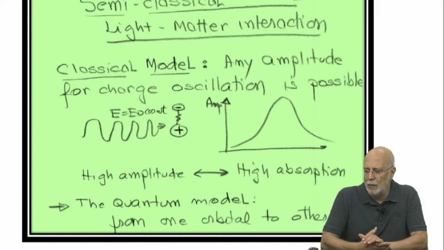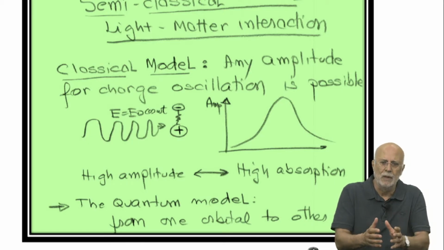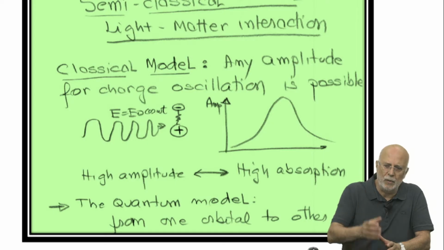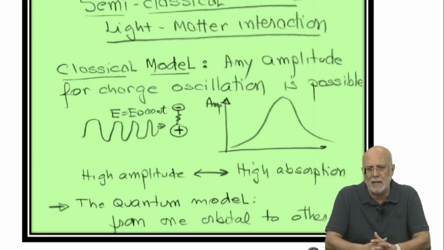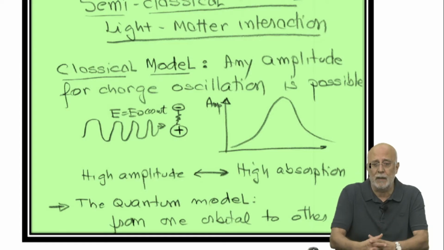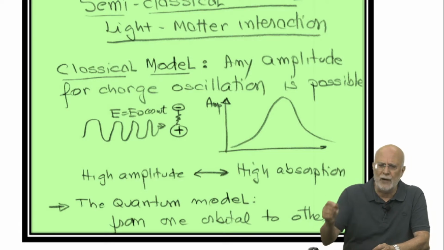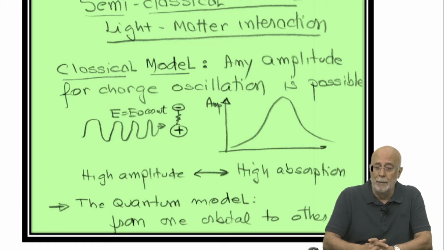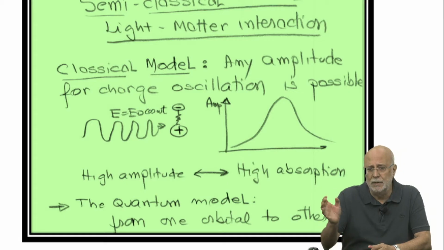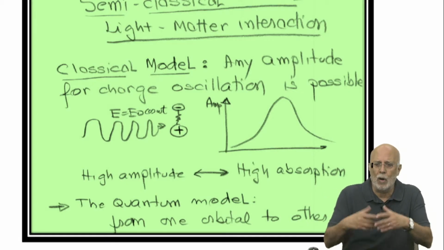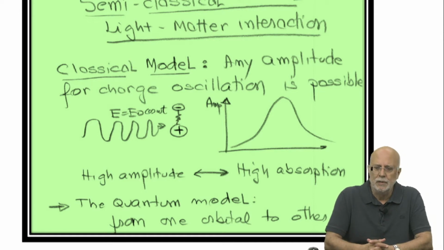interaction. And why semi-classical, as I told you? Because in the classical model, we have considered an oscillator which any amplitude is possible. Any amplitude of oscillation of the center of mass of the charge present on the matter was possible, and we are able to find a resonant curve where the amplitude is the dominant result of this interaction. Higher amplitude in some frequencies means that more energy is transferred to the matter, so we say that there is more absorption of energy by the matter.